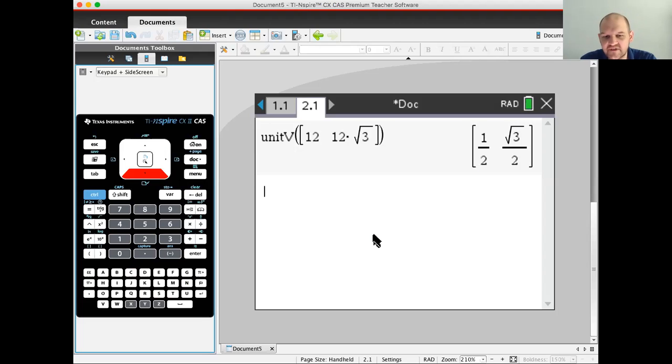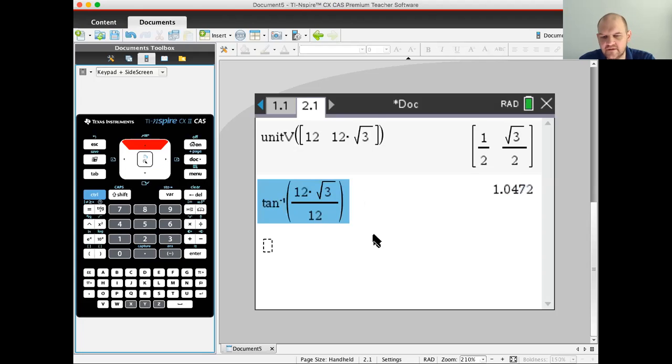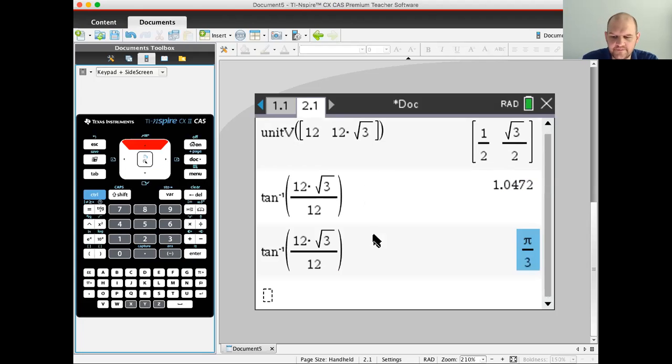Also, you didn't need the unit vector to get the angle. We could have done arctan of 12 square root of 3 over 12. And well, there is our exact value.